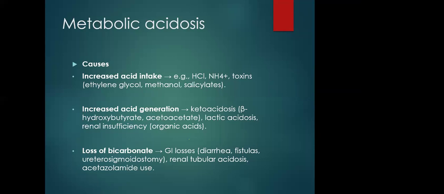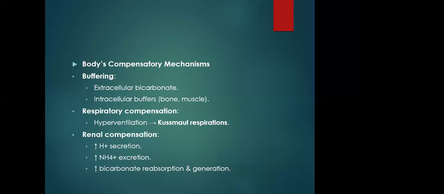For example, HCl, ammonium ions, toxins like ethylene glycol, methanol or salicylates. But also you can have disorders which generate a lot of acid, like ketoacidosis, lactic acidosis, renal insufficiency, and so forth. But you can have loss of bicarbonate, which is now the area where we come to have surgical patients with diarrhea, fistula, who have undergone ureterostomy, renal tubular acidosis patients, and the patients who are using acetazolamide.